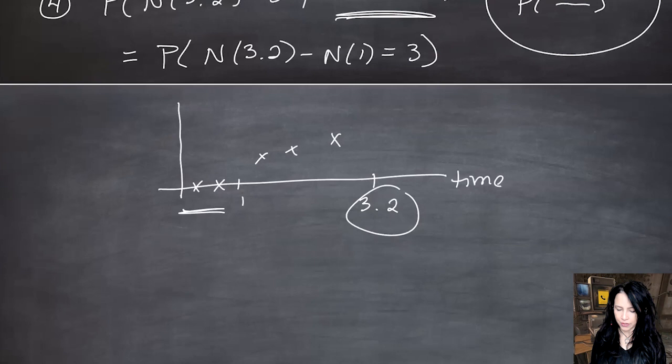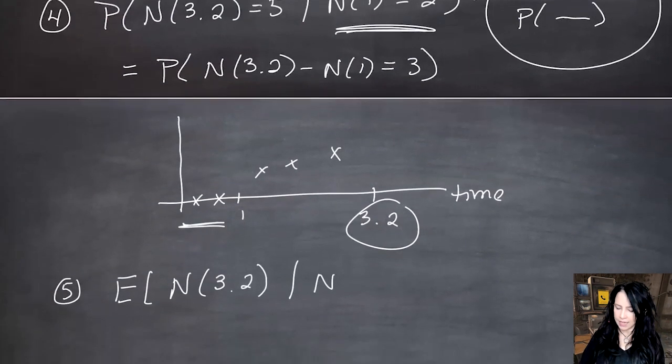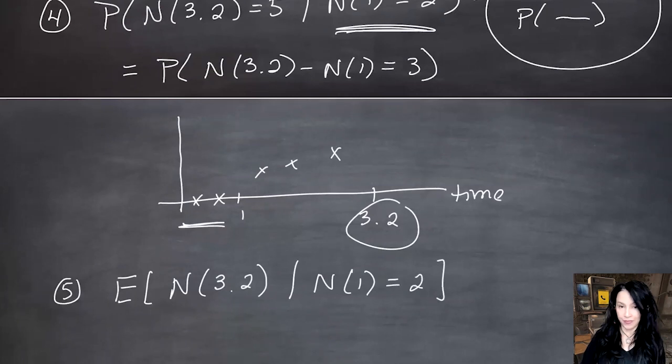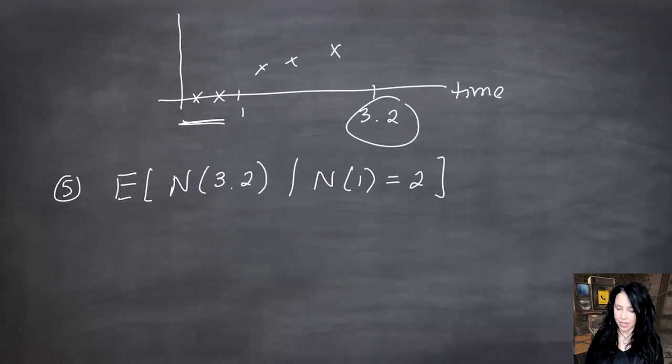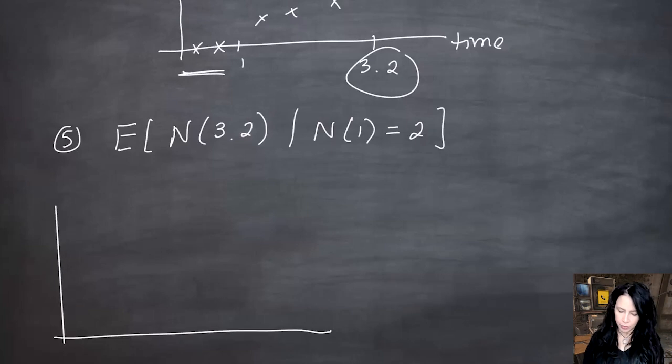So you know what? I'm going to do one more here. What is the expected number of arrivals at time 3.2, given the number of arrivals at time 1 is 2? This one's a little tricky, or not tricky, but this requires a little bit more thought.